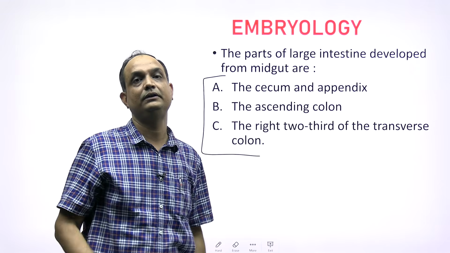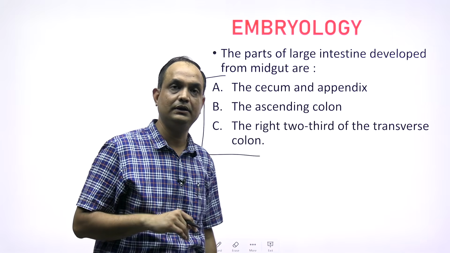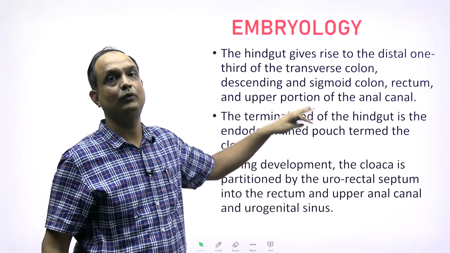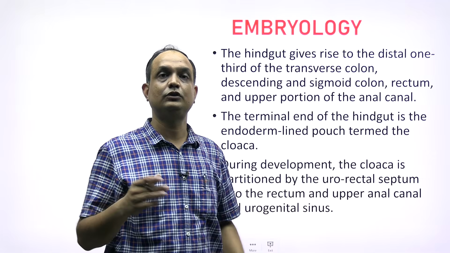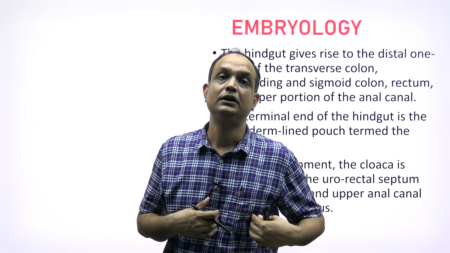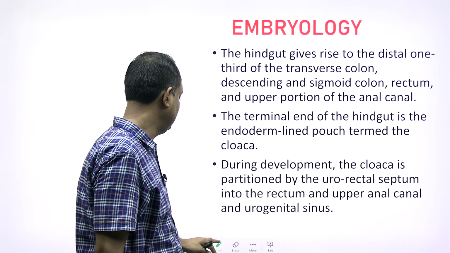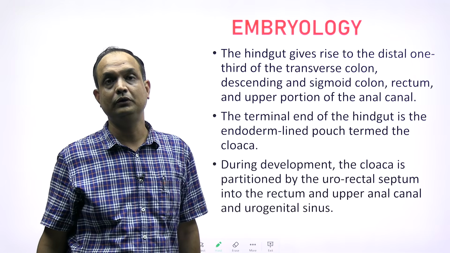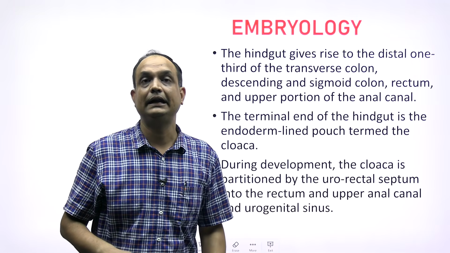That means these parts will receive blood supply from the superior mesenteric artery. Now the hindgut derivatives. What are the derivatives from the hindgut? The remaining 1/3 part of your transverse colon, then you will have the splenic flexure, descending colon, sigmoid colon, rectum and anal canal.